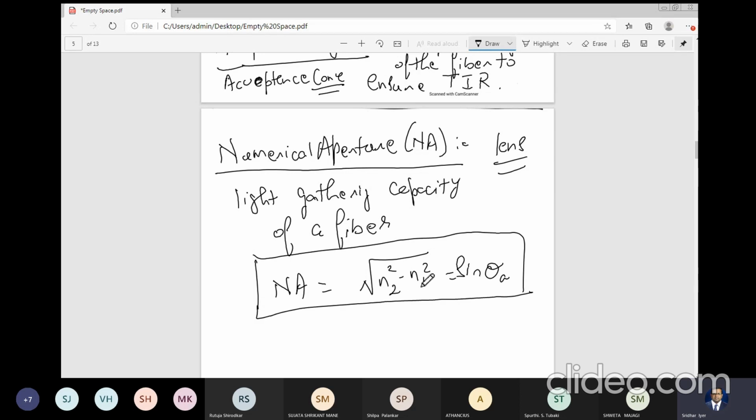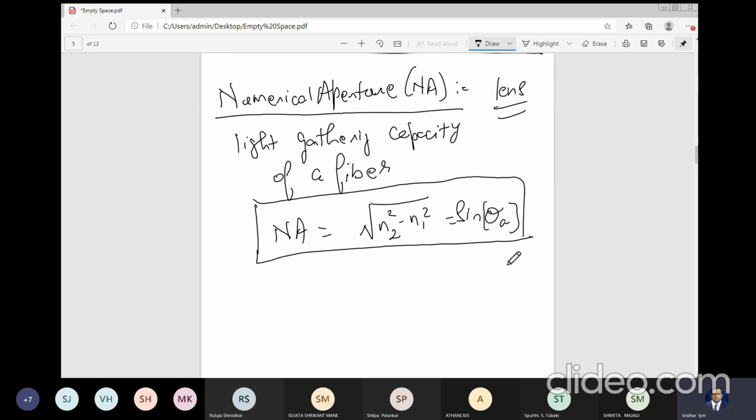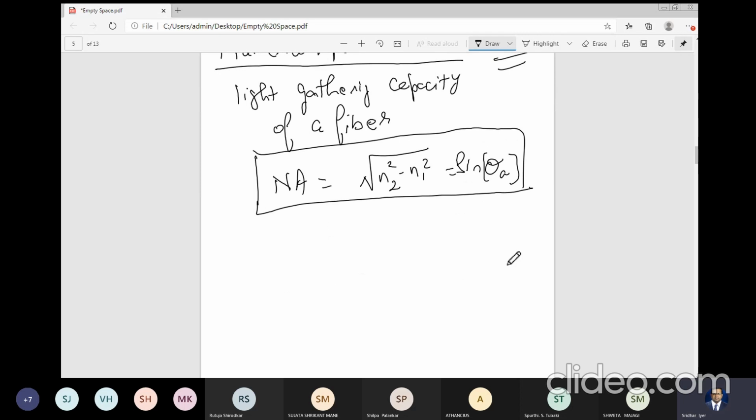So here N2 and N1 are the refractive indices of the cladding and the core, and theta A here is the acceptance angle which we will be deriving through this acceptance cone, which I stated earlier. Okay? So this light gathering capacity, or figure of merit if you want to call it, is obtained through the numerical aperture. Again, a mathematical value which we will be deriving very soon is known as the acceptance angle, which I had stated earlier.